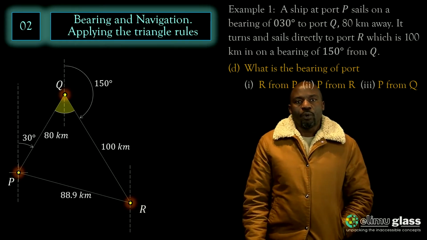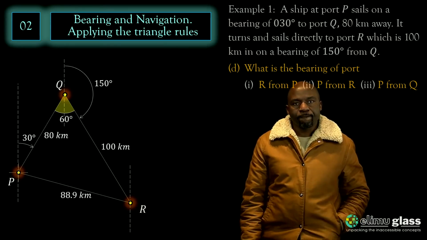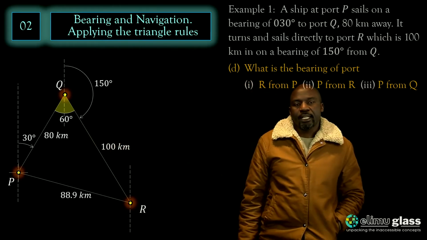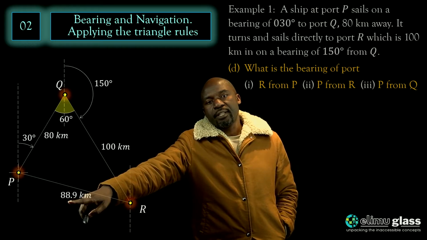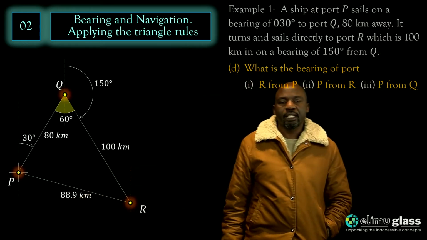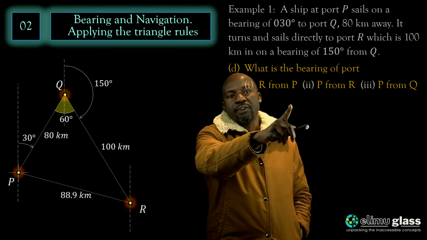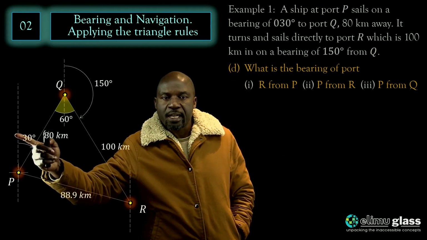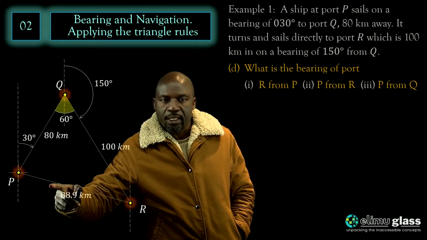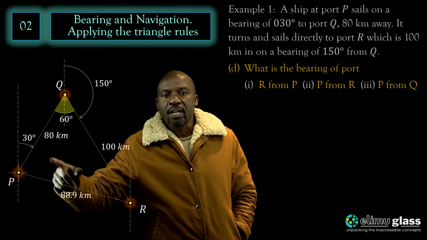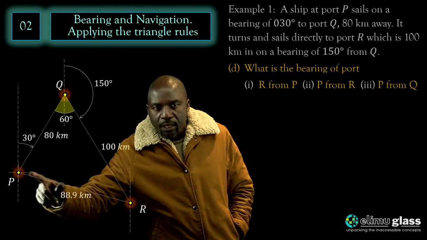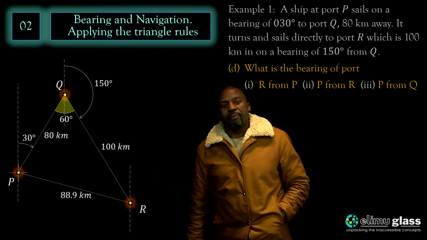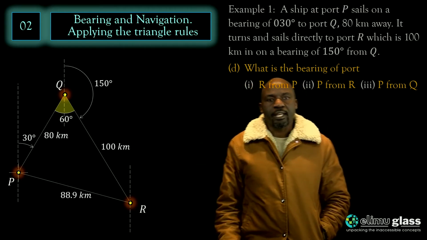So we know the angle there as 60, and we know the distances. We also know this distance now, it's 88.9 kilometers. So if we are going to find the bearing of R from P, we want to know this angle here, all the way up to this angle here. To do that, we need to know angle P. This angle here is angle P. We need to know that. And the best way to find that is, of course, the sine rule.